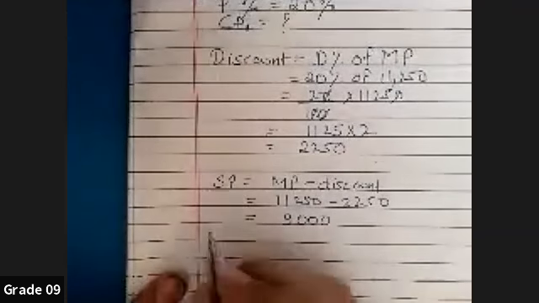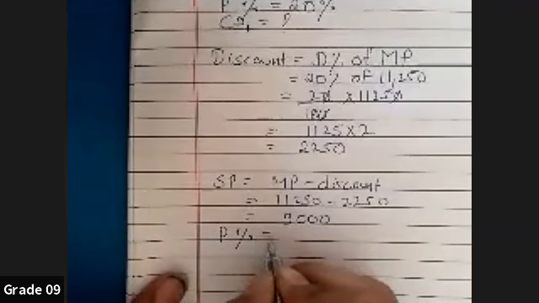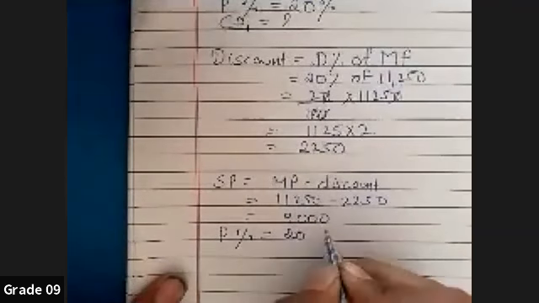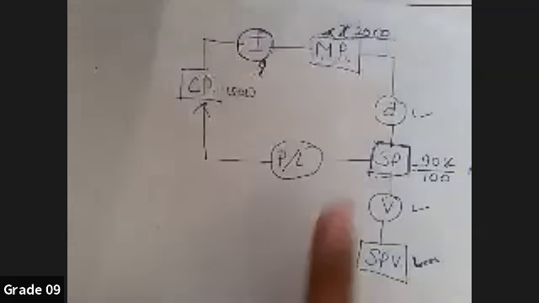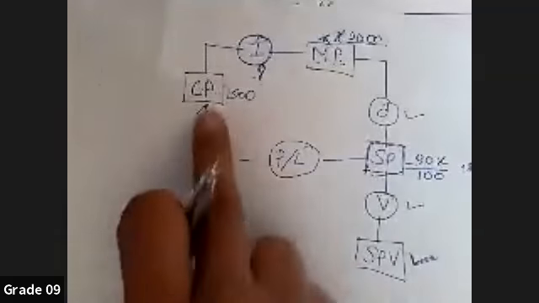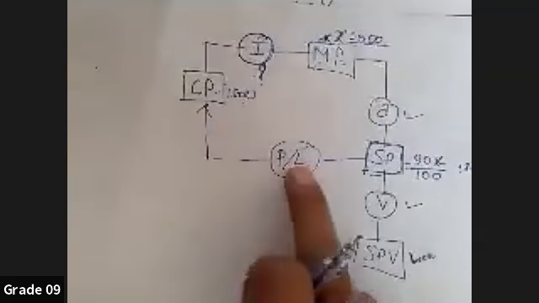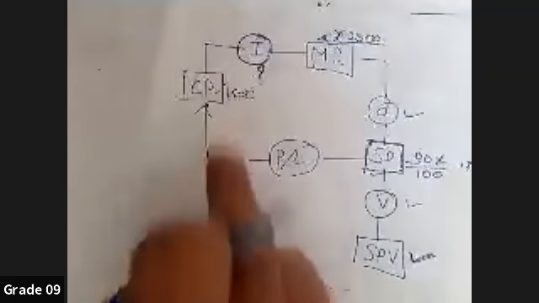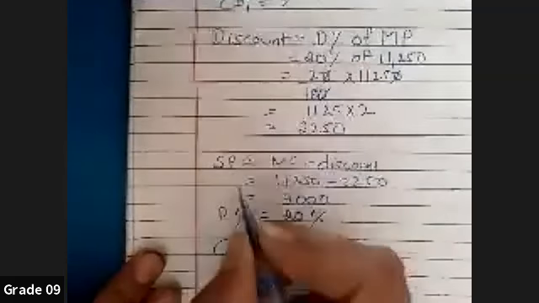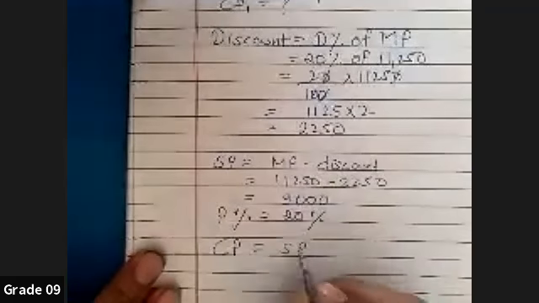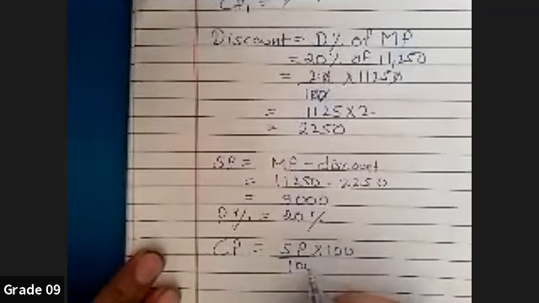So now here is the decision we have to make. Here is the profit percentage in the middle. That's why we have to follow this direction. From here we have to come like this, not here. Why here? Because profit is given. That's why we are going to find CP. So CP is equal to, because this is profit percent and SP, we have to apply this formula: SP into 100 upon 100 plus P percent.